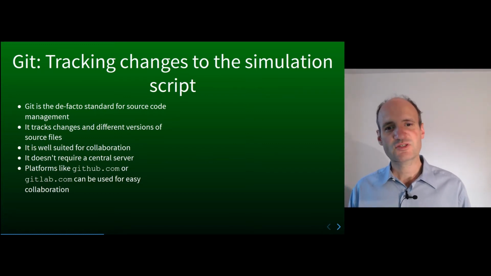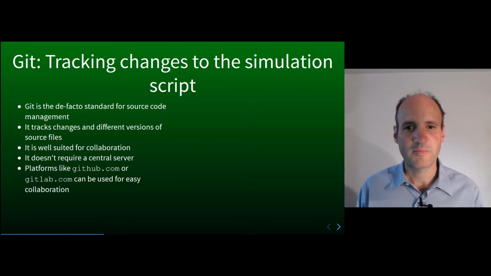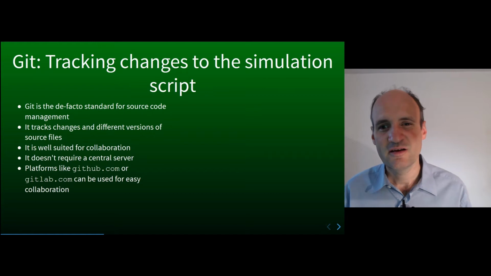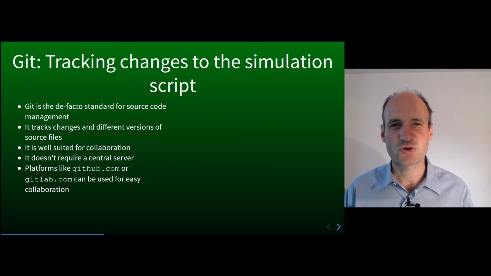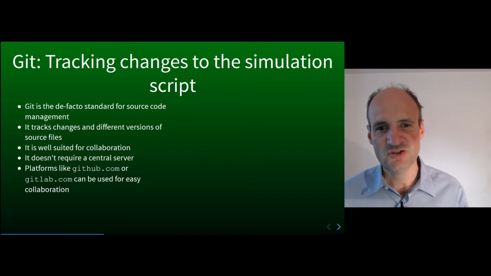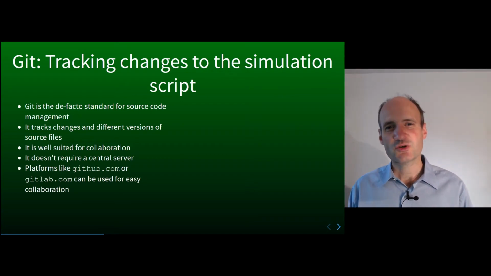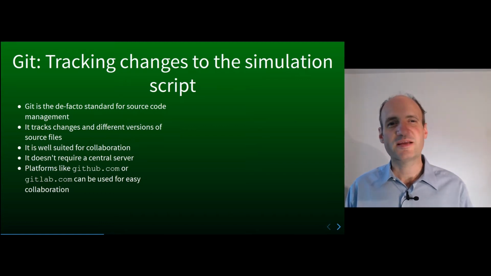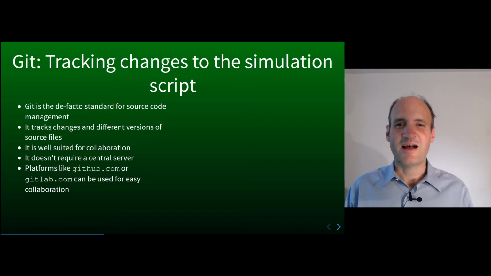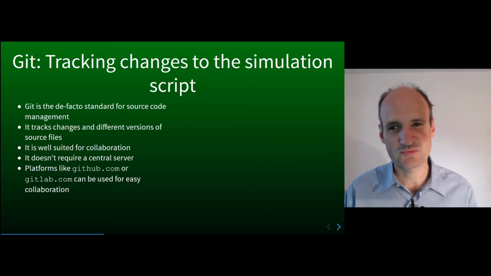Git is the de facto standard for source code management, so it's used for everything from the Linux kernel to the source code of Microsoft Windows, and also many open source projects, including ESPResSo, is managed using Git. So it tracks the change of your source files over time, and also it tracks different versions if you have them. It also tracks who makes what changes, so that you can ask the person. So it's well suited for collaboration in general. It supports very large teams.